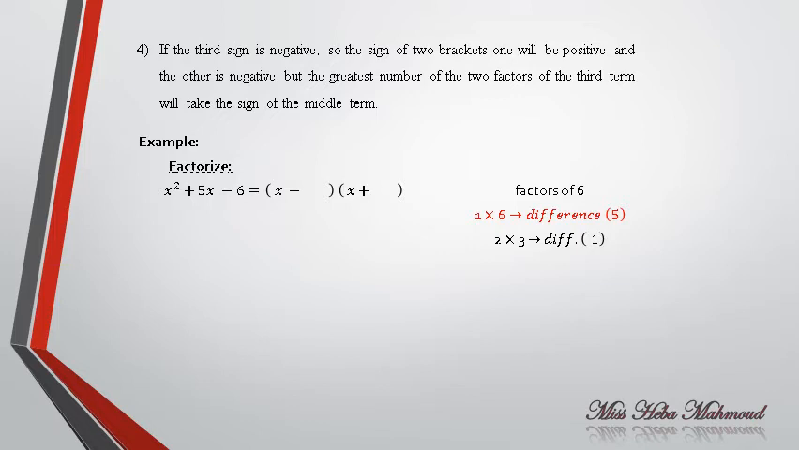And then you have to find the factors of the third term. The third term here is 6, so the factors of 6 are 1 times 6 and 2 times 3. But for which pair is the difference between the factors 5? We will take 1 times 6, because 1 times 6 equals 6 and 6 minus 1 equals 5. So take the greatest factor and write it beside the sign of the middle term. The sign of the middle term here is positive, so the greatest factor, 6, is written beside the positive, and the other factor beside the negative sign. So the final factorization of x power 2 plus 5x minus 6 will be x minus 1 and the other bracket x plus 6.